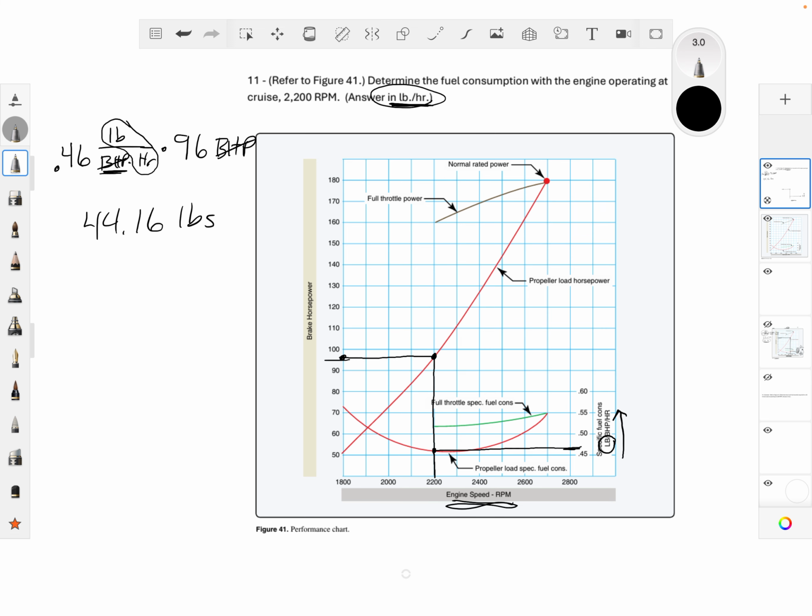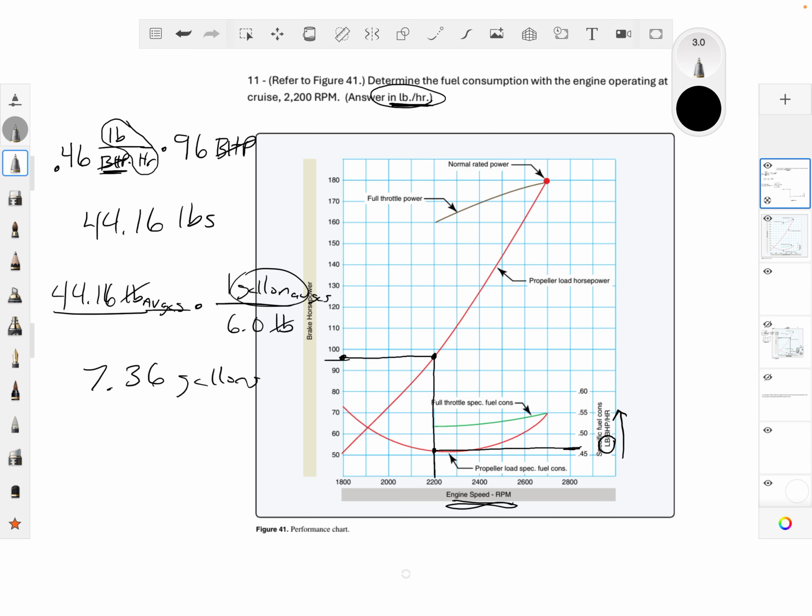If I wanted to, I could find out how many gallons that was. So we also know that this is avgas, aviation gasoline. And we should hopefully know that 1 gallon of aviation gasoline equals 6 pounds. So that being said, our pounds would cancel, we'd be left with gallons. So we just divide that by 6, and it would be 7.36 gallons of fuel every hour that we're flying.